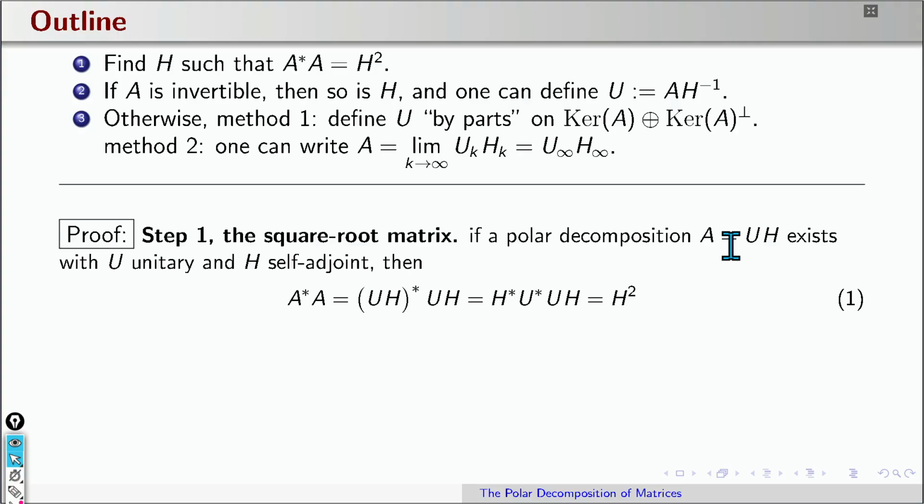If a polar decomposition exists, the H must satisfy this condition. I replace this UH with its transpose conjugate, it will give H transpose conjugate, U transpose conjugate times UH. Here, because U is unitary, this is the identity matrix. Because H is self-adjoint, this is just H. So H must satisfy this.